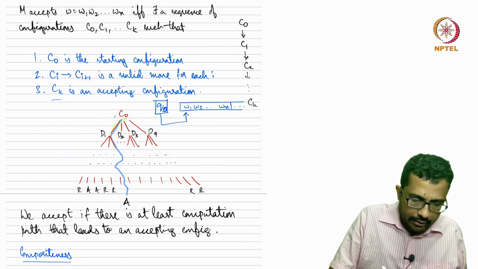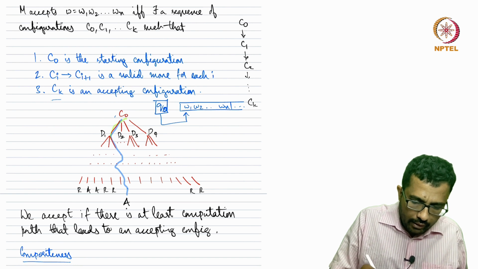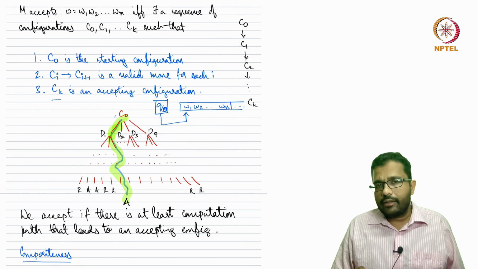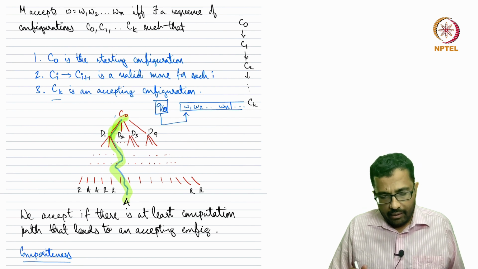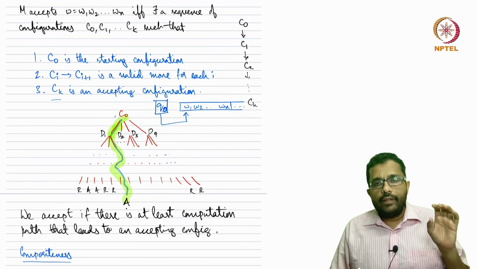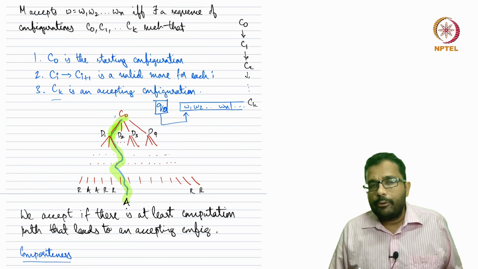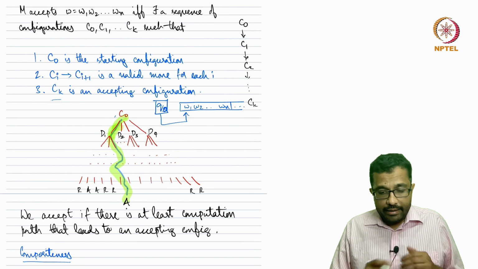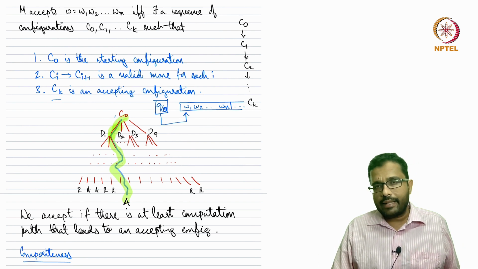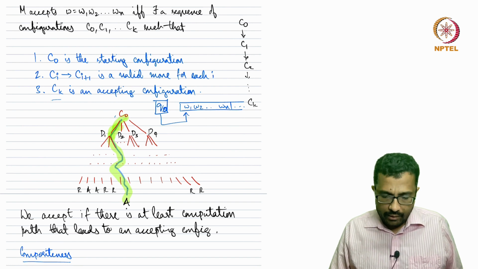So here we had just one computation path that accepts. Even then we are fine, right? Here there are other computation paths, that's okay, but we accept if there is at least one computation path that accepts. We reject if all the paths are rejecting. If none of the paths accept, we say it is rejecting.